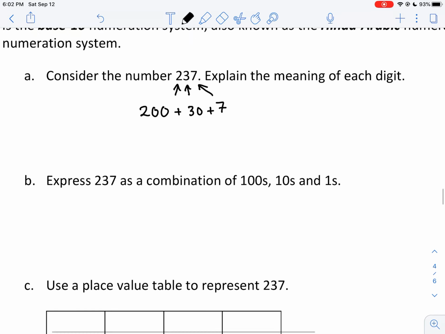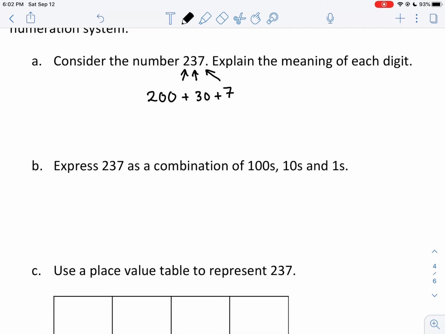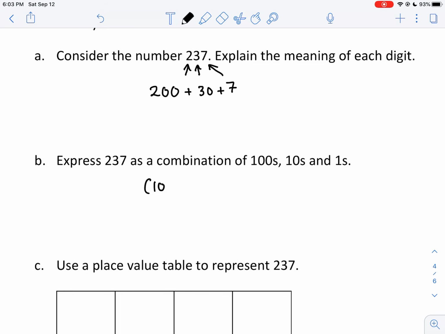Now I'm going to show you a few different ways that this can be modeled, maybe for your own development, but also as you're helping children develop their own understanding of our number system. Express 237 as a combination of hundreds, tens, and ones. So we're going to say how many hundreds do we want, and add that to how many tens do we want, and then add that to how many ones do I want.